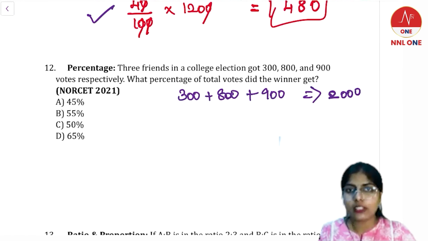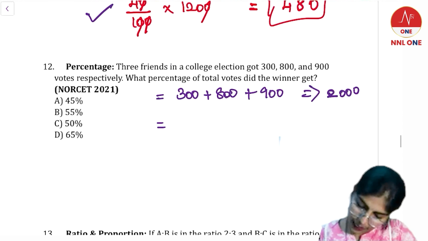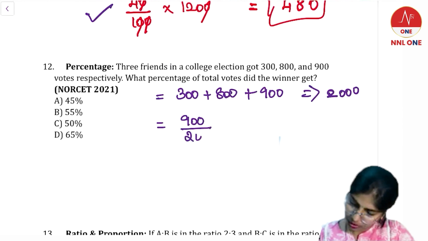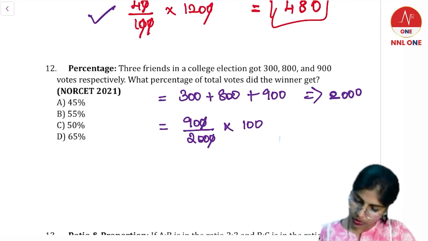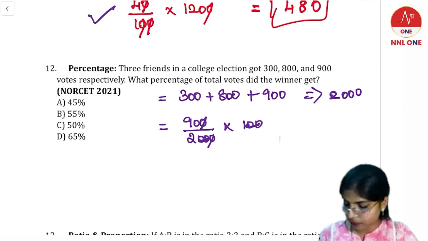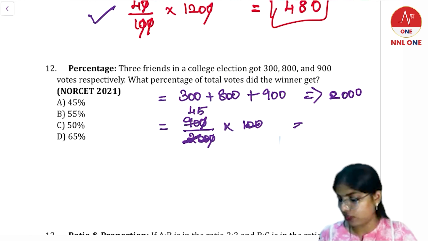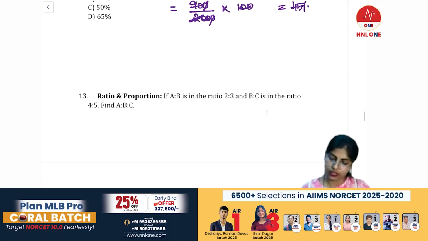So we are going to calculate that percentage of total votes. How to calculate it? 900 by 2000 into 100. 0 0 cancel. Here 2 0 gets cancelled. Here also 2 0 gets cancelled. I think 90 can be cancelled in the 2 table. 2 into 4 is 8. Remainder 1, 45. So the answer is 45% for the 12th sum.